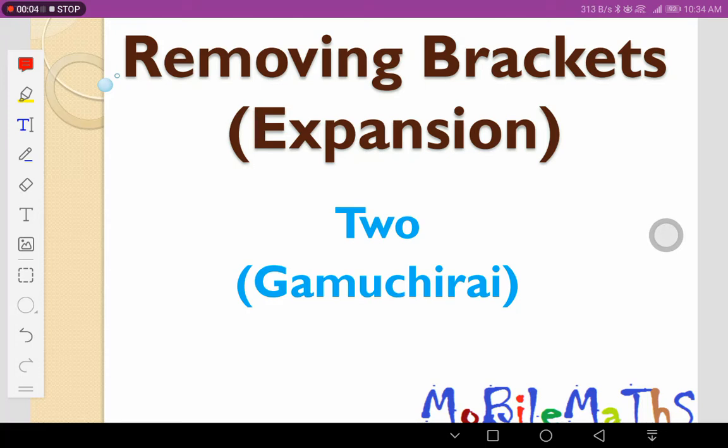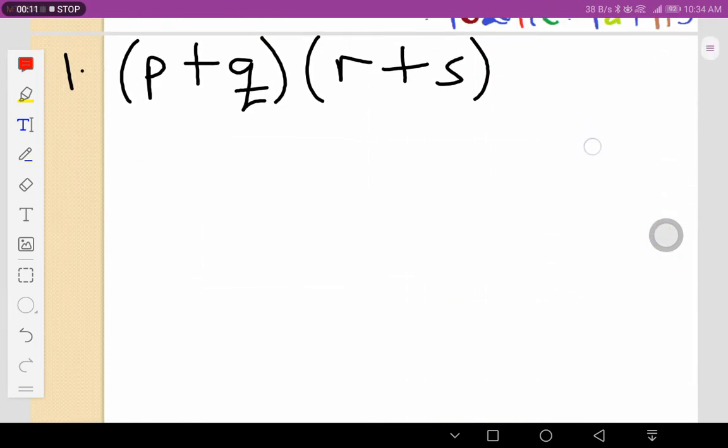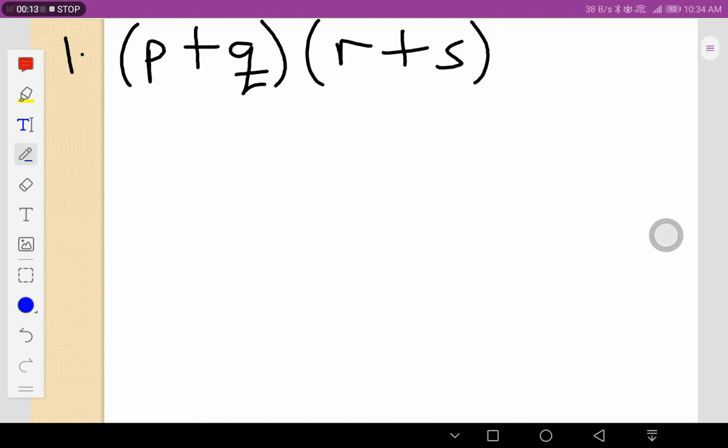Today I want us to look at expansion of brackets, or removing of brackets. I've got a couple of questions that I want us to do. The first one is (P plus Q) in brackets, (R plus S) in brackets. When we want to expand, we take the first P and multiply everything that is in the second bracket. Let's do that.